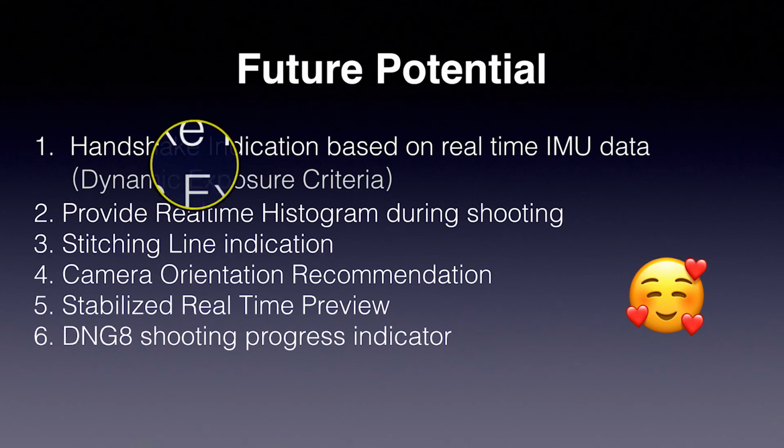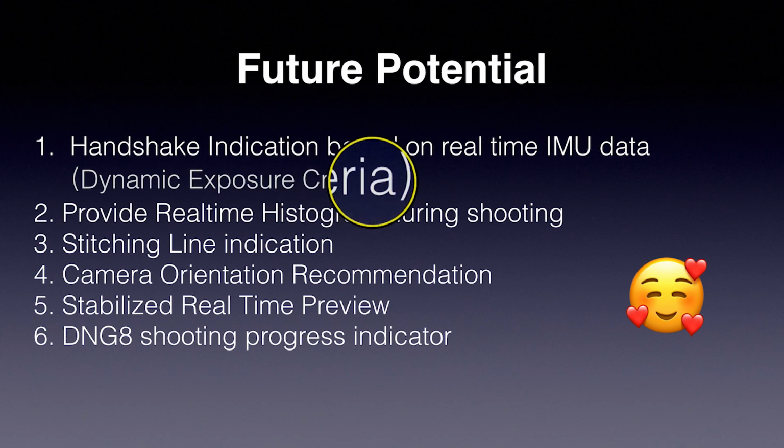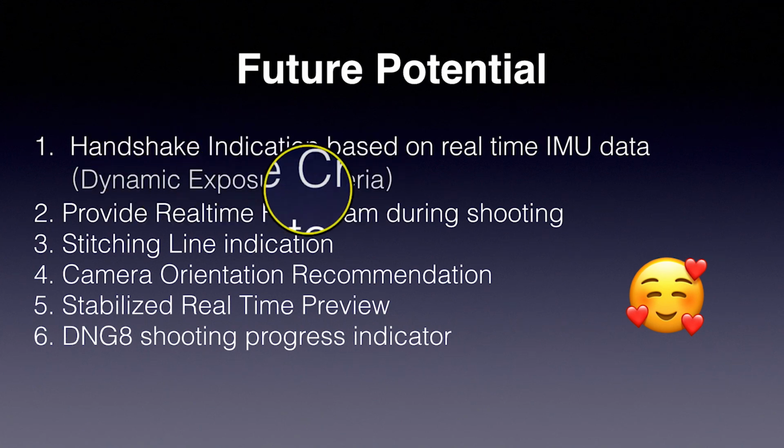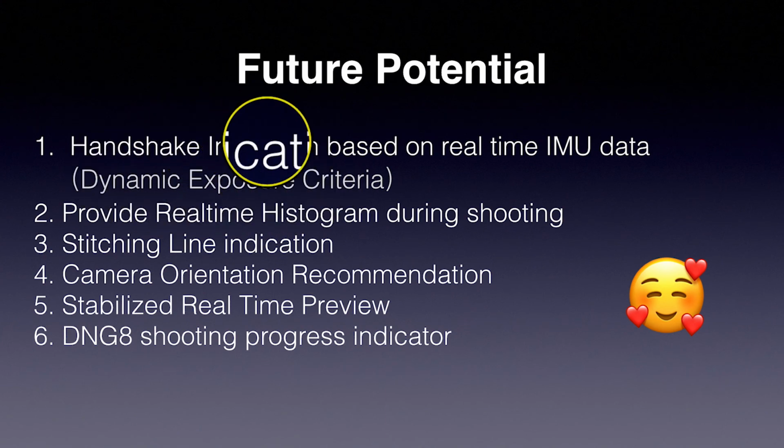And that's another solution for this. Apart from the handshake indication, you can also set a better criteria, a dynamic exposure criteria, which means you change the tipping point based on the IMU data, so that you can adapt to your user's handshake. But this is more difficult to realize than the first feature.